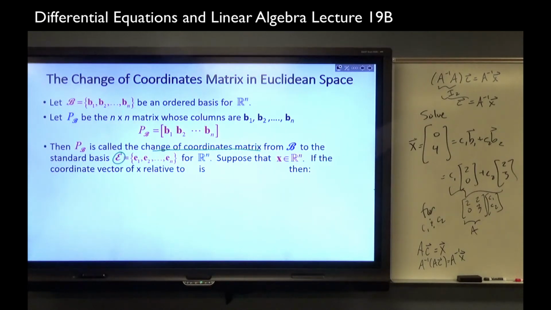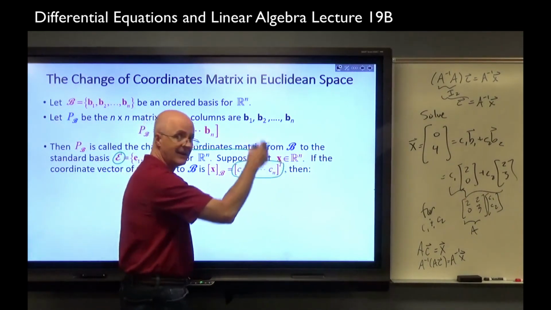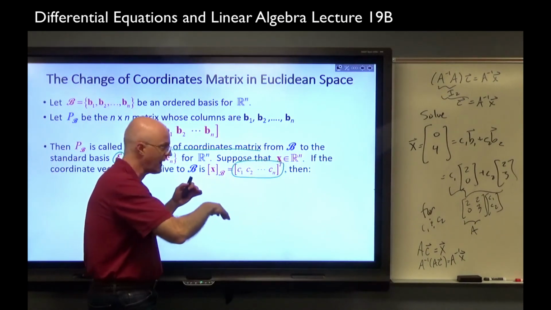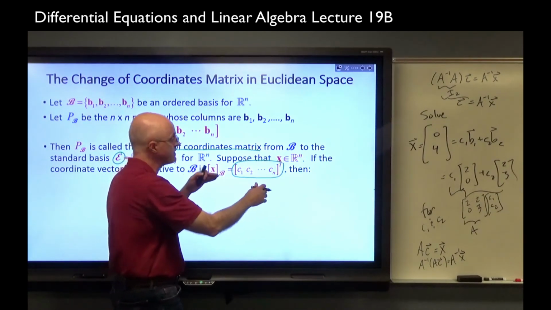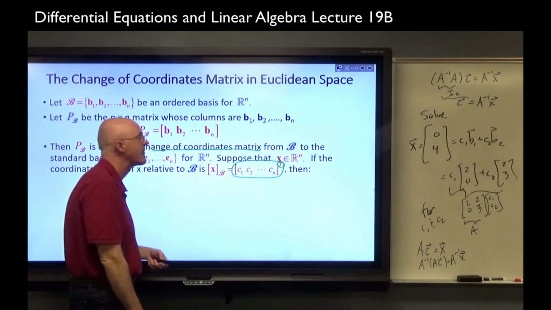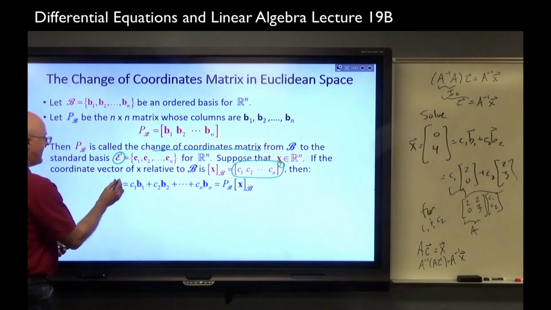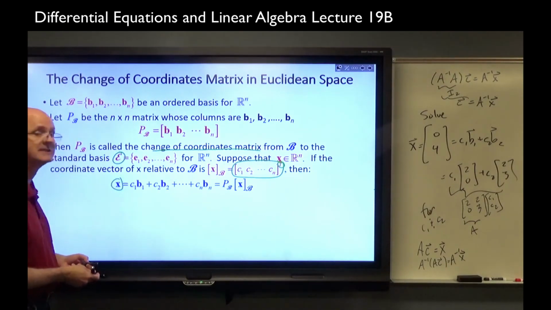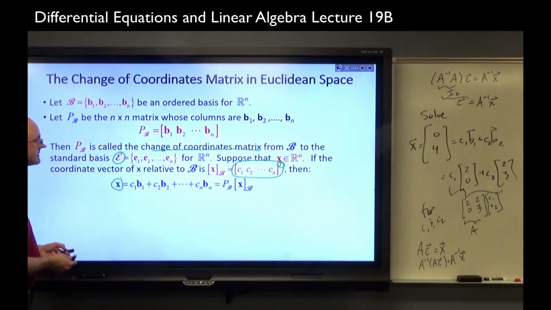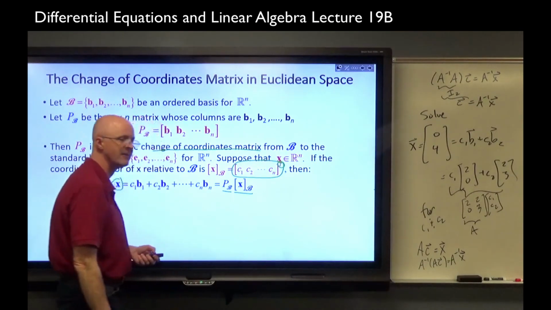Suppose that x is in Rn, and the coordinate vector of x relative to the ordered basis B is that. Notice I use the transpose again, so this really represents a column vector. It just didn't have enough space, so I saved space by writing it as a row vector, but by putting the transpose operator, I'm emphasizing you should think of it as a column vector. Then x in terms of the standard coordinate system is P sub B times the B coordinate vector of x.